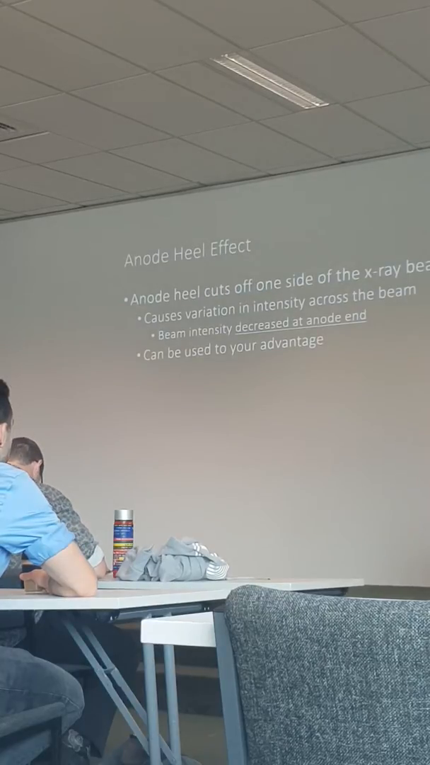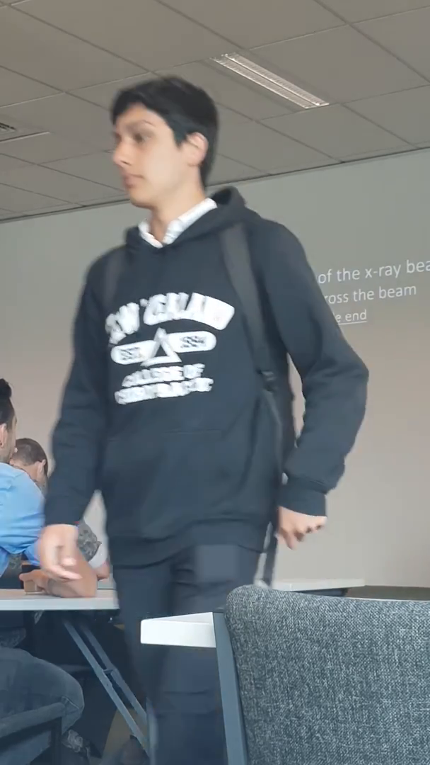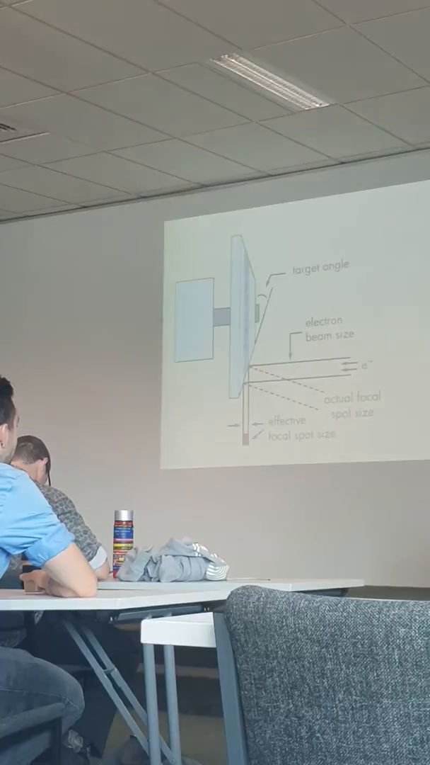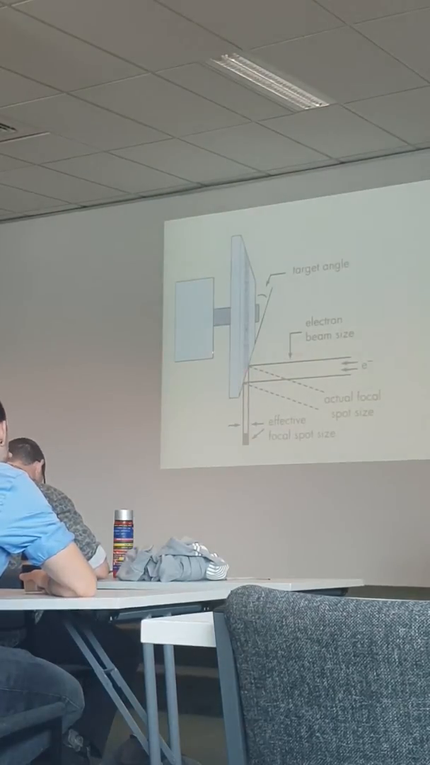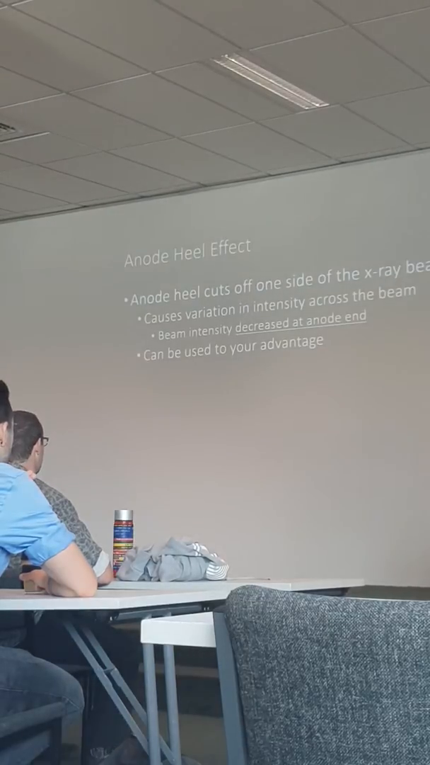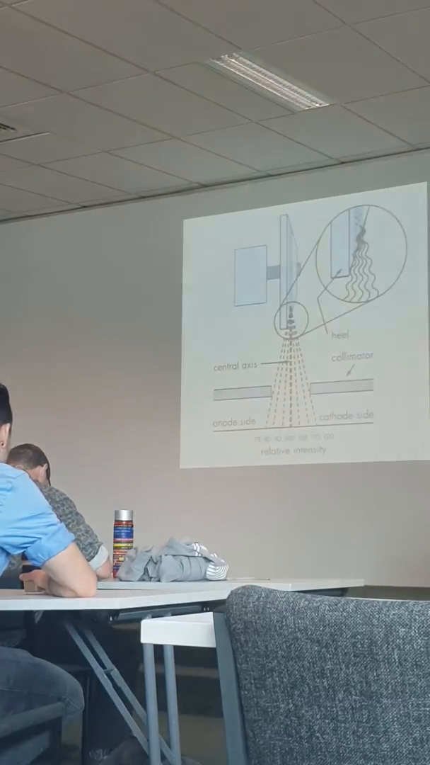So moving on from this, the anode heel effect. The anode heel cuts off one side of the X-ray beam. So remember, when the electrons hit the target, they produce X-rays in all directions. Some of the X-rays are going to try and go this way, but they're going to get cut off by this part, and that causes the anode heel effect. So this causes a decreased beam intensity at the anode end. This can be used to your advantage.